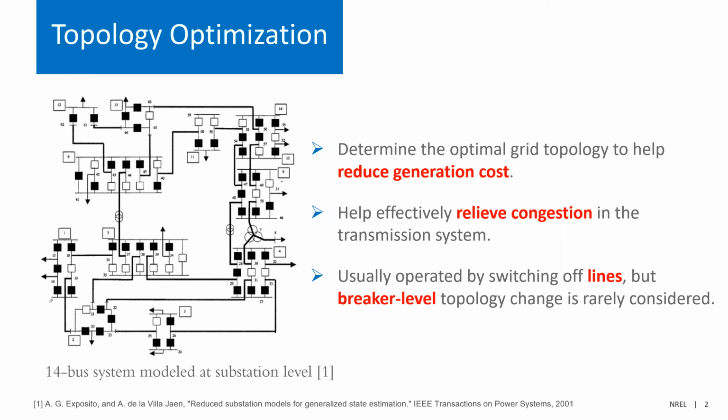Usually, we know that topology optimization is carried out by switching off transmission lines, and breaker level topology change is rarely considered in the previous literature. In this figure here, it gives a detailed breaker model of the 14-bus system. By changing the status of these circuit breakers, we're able to change the topology of the power system.